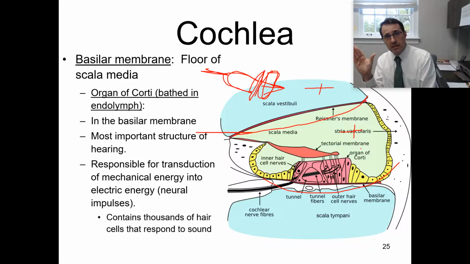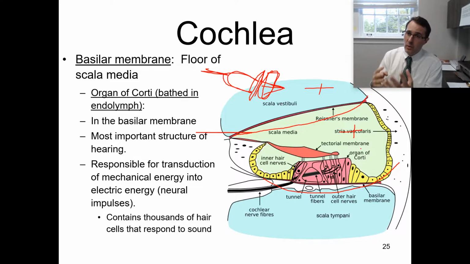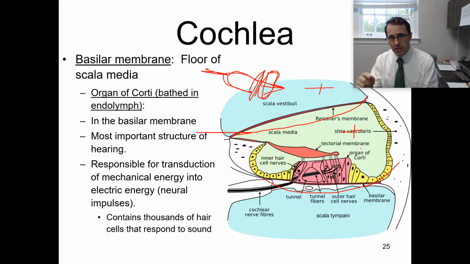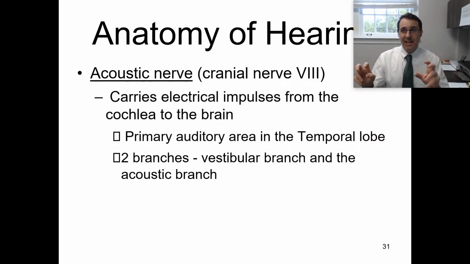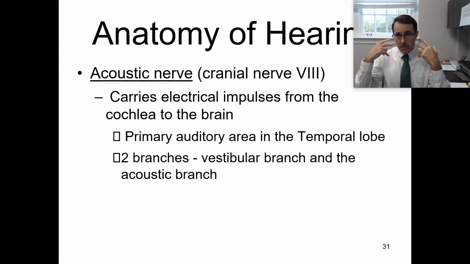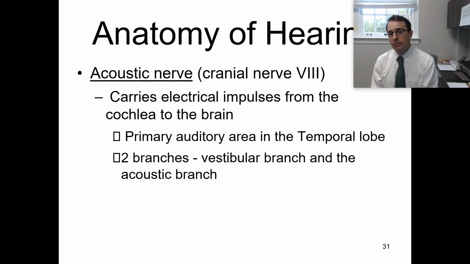So when you displace the basilar membrane, you're moving the organ of Corti, which moves the hair cells within the organ of Corti. And when the hair cells are moved, they generate an electrical impulse that gets sent to the brain. The nerve that is the wire that connects your ears to your brain is referred to as the acoustic nerve. This is the 8th cranial nerve. We're going to come back to it next week when we talk about neuro.